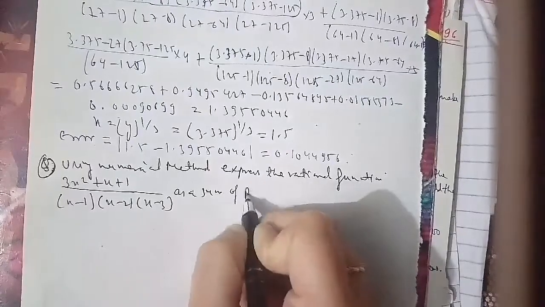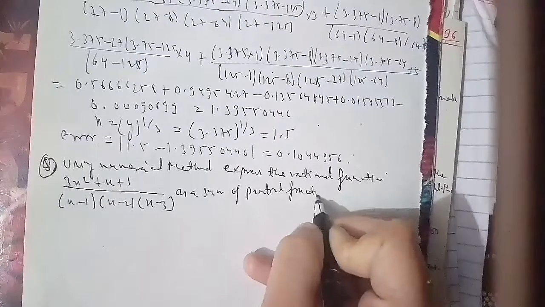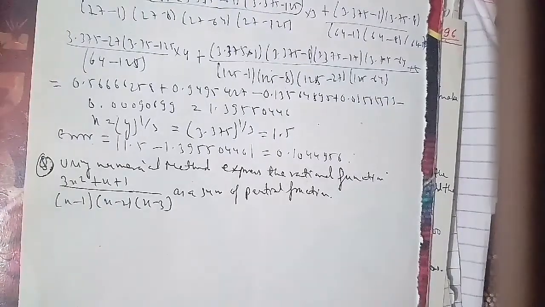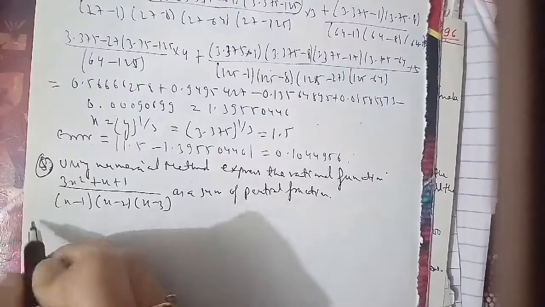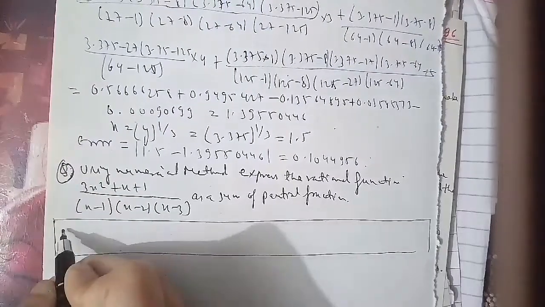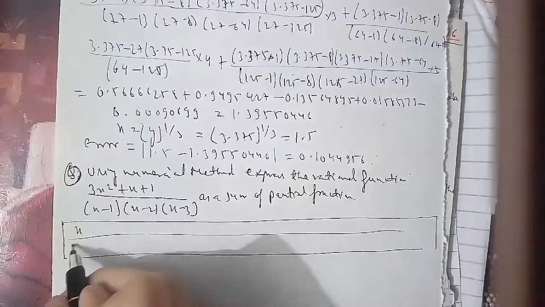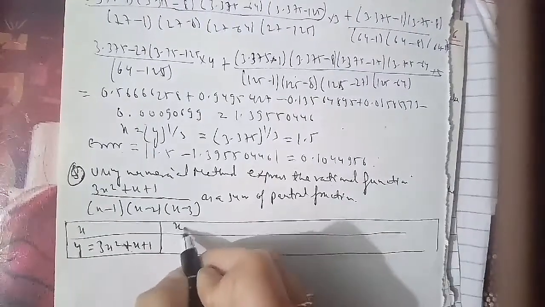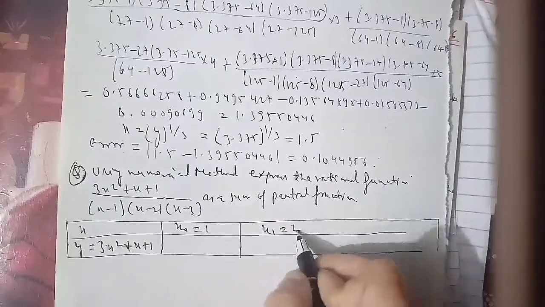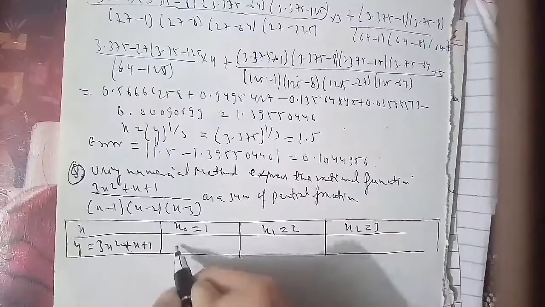We will use the Lagrange interpolation formula for n equals 2, and for the same, y equals (x minus x1)(x minus x2) y0 upon (x0 minus x1)(x0 minus x2), plus (x minus x0)(x minus x2) upon (x1 minus x0)(x1 minus x2) y1, plus (x minus x0)(x minus x1) upon (x2 minus x0)(x2 minus x1) y2. So we'll put the values into the above equation.